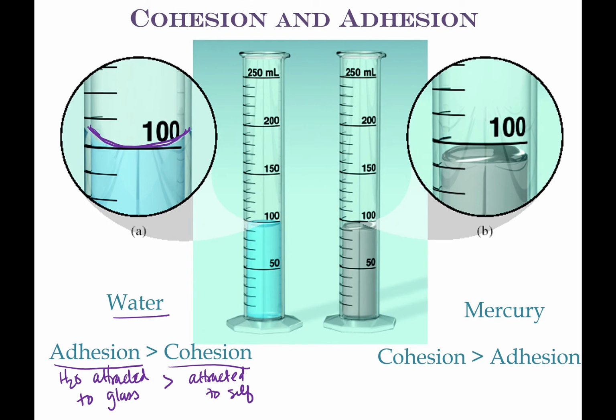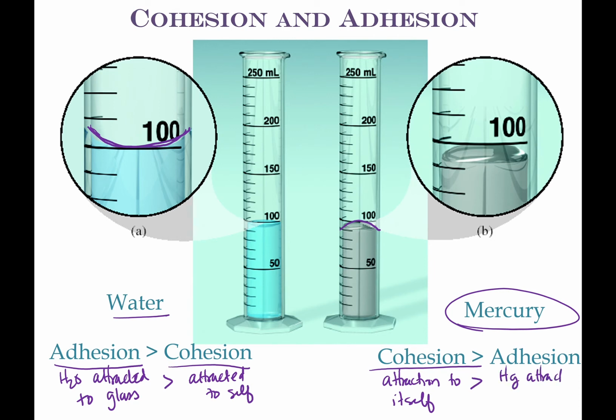Okay. So in mercury, if you ever have to read a barometer that's on the wall, you might have to actually know what you're doing here and read a meniscus that's going the other direction. So you can see this meniscus is going this way because cohesion, the attraction to itself, is greater than the mercury's attraction to the glass. So that's where we get the difference between the concave and the convex meniscus.